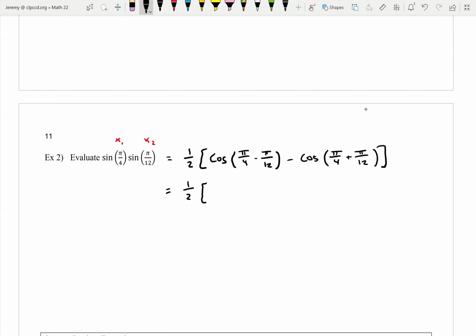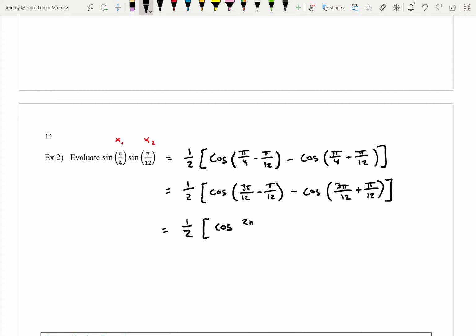Now adding pi over 4 and pi over 12, I'll do this in a couple steps. I'll have to get common denominators. I'll multiply top and bottom of pi over 4 by 3, so 3 pi over 12. Just getting common denominators. Same thing over here. I'll multiply pi over 4 again, top and bottom by 3, so then I'll get 3 pi over 12, and I'll have common denominators for that addition. And then I'll have cosine of 2 pi over 12 minus cosine of 4 pi over 12.